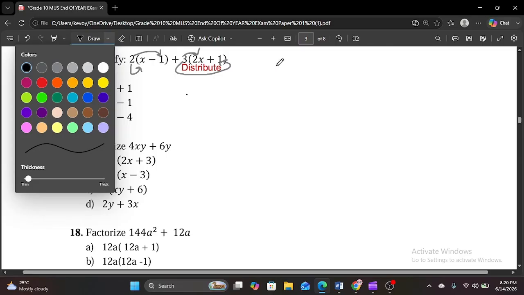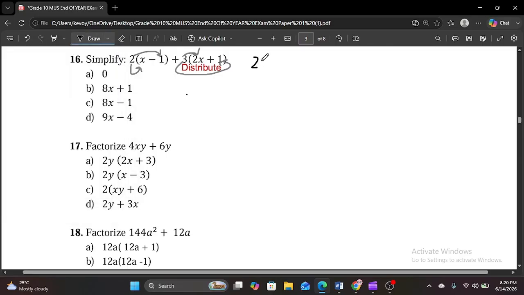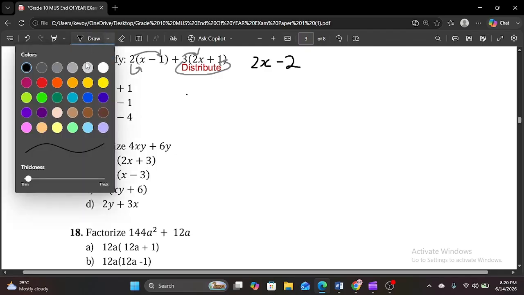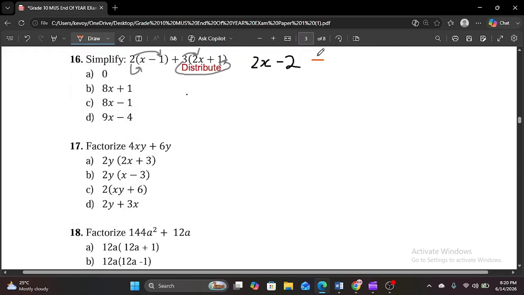After multiplying 2 times x, that's gonna be 2x, and 2 times -1, that should be -2. And then we're gonna do the same with the other group right there. So that's gonna be 3 times 2x, that's gonna be 6x. And then we have our 3 times +1, 3 times 1, that's gonna be 3.